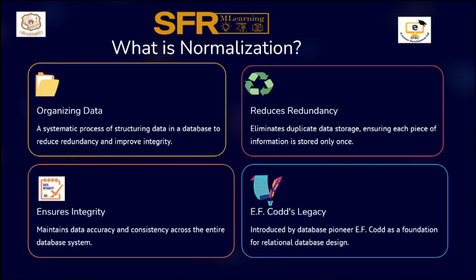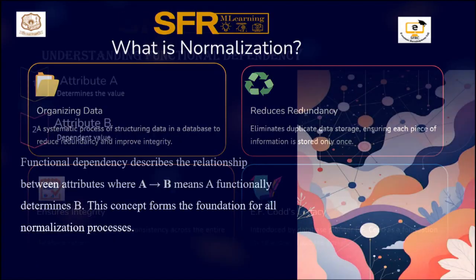First one is organizing data. Organizing data is a systematic process of structuring data in a database to reduce redundancy and improve integrity. The second one is reduce redundancy. It eliminates duplicate data storage, so each piece of information is stored only once. And the third one is ensures integrity. It maintains data accuracy and consistency across the entire database system.